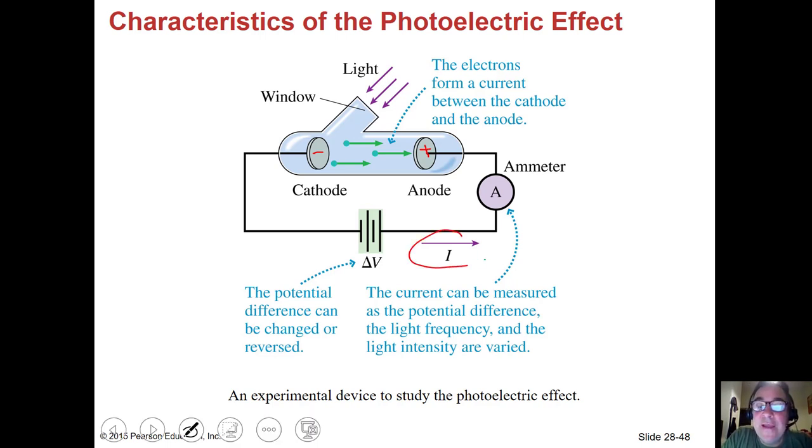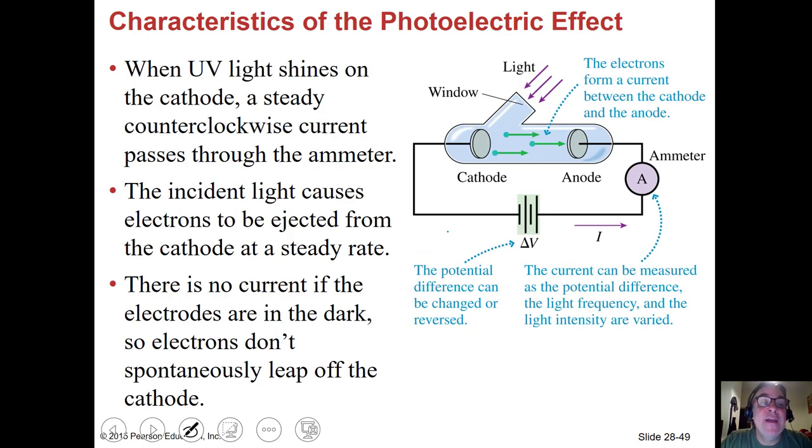So notice this has current going that way. That's conventional current. So pretend positive charges are moving to the right. In reality, you have negative charges moving the other direction. Okay? And you could actually measure this current. So this is a device to be able to measure the photoelectric effect. Okay? So when UV light shines on the cathode, a steady counterclockwise current passes through the ammeter. Okay, and that's so-called conventional current.